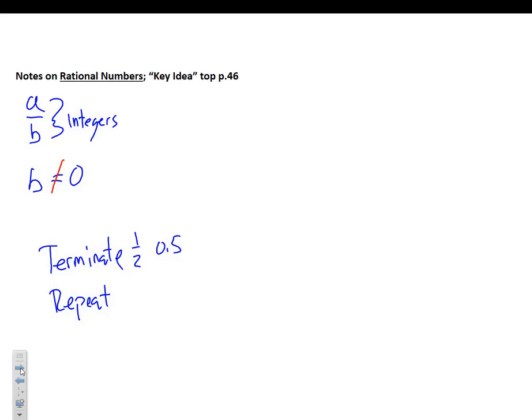If it's repeating, then if we have a fraction of 1/3 and I turn that into a decimal, I have 0.3, and that 3 goes on forever, so we represent that with bar notation. We say that's a repeating decimal. So those numbers would be rational numbers.